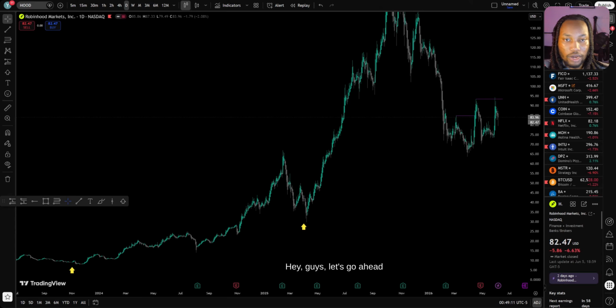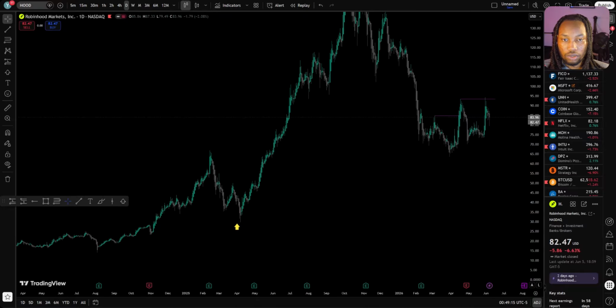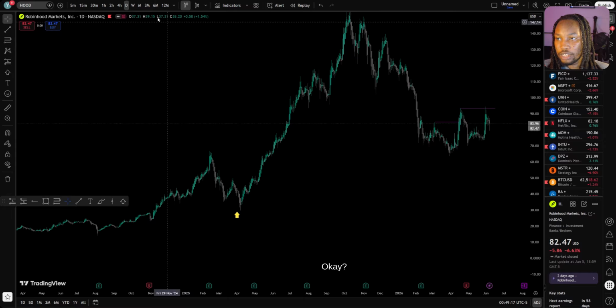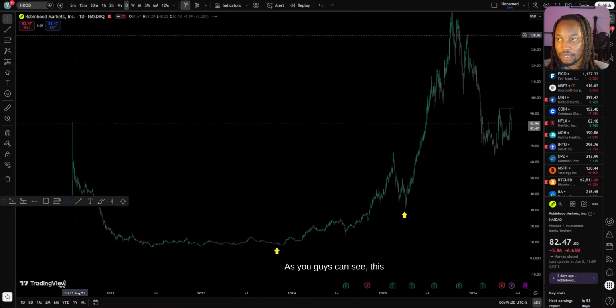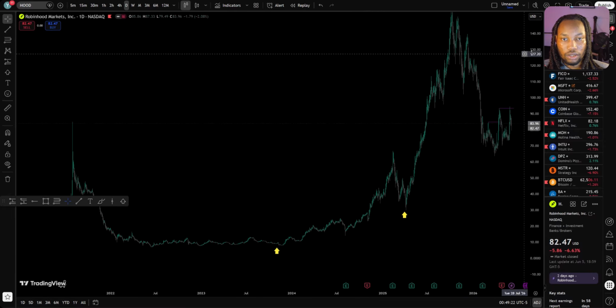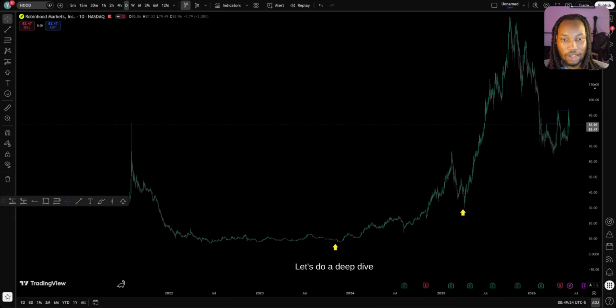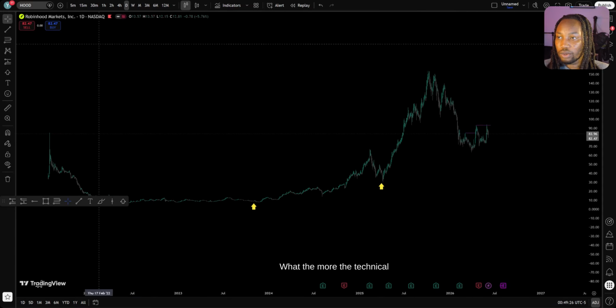Hey guys, let's go ahead and do a technical analysis on Robinhood stock. This is the daily time frame. As you can see, this is Robinhood right here. Let's do a deep dive into what the technical analysis is telling us about the stock.